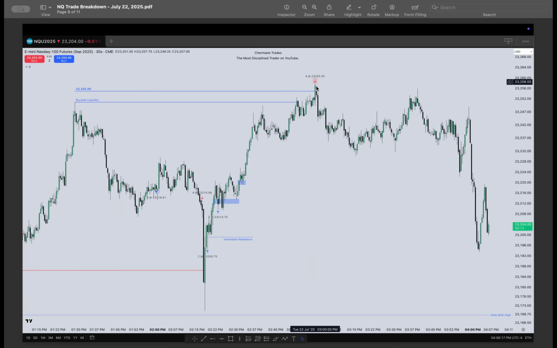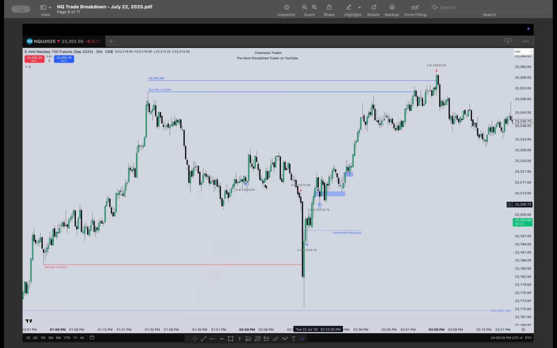And then here I'm showing my exit. How far above the buy side can we go? I'm looking for a nice round institutional number. 23,255 even is a nice round number. That's the first round number you get above the buy side. So that's my exit, and that is the high of day for your PM session. So that is the trade breakdown.